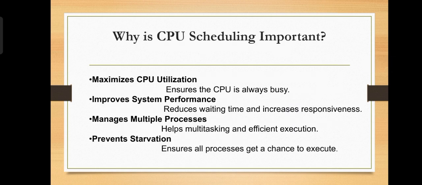Next, why is CPU scheduling important? It maximizes CPU utilization, that is, it ensures the CPU is always busy. It improves system performance, reduces the waiting time and improves the response time. Next, it manages multiple processes. It helps multitasking and efficient execution of the process. It prevents starvation and ensures all processes get a chance to execute.